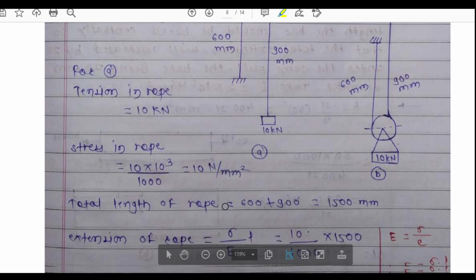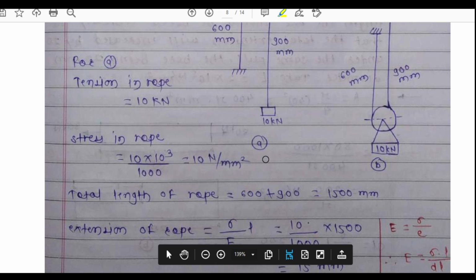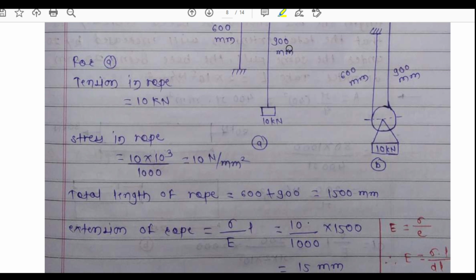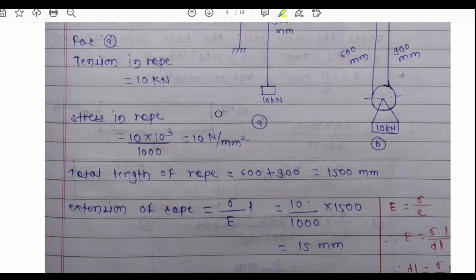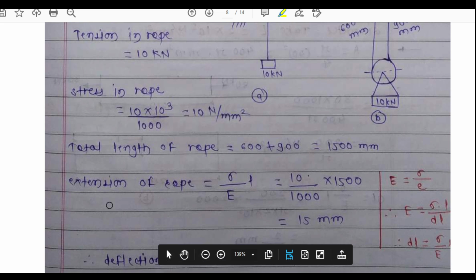Okay, now the total length of this rope, the example is very simple, the total length of this rope will be the summation of 600 and 900, the total length will be 1500, so we can find out easily the extension, that means your delta L, okay, extension of rope will be delta L equals sigma upon E into L.